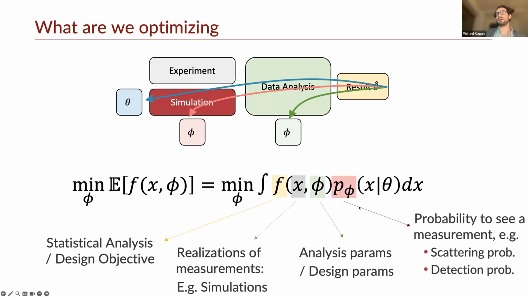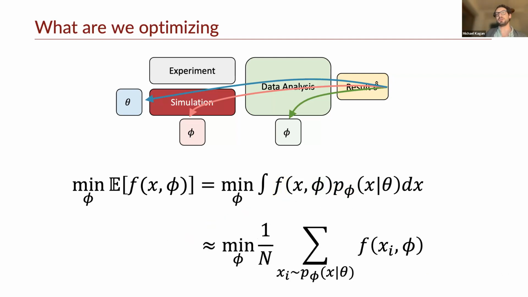So breaking that down, we have this probability to see a measurement, and that includes the scattering and physics interaction probabilities and the detection probability. We have our analysis and design parameters that this objective F depends on. And we have these realizations of the measurements we're going to be integrating over. And since we can't actually do these integrations, what we're actually doing is Monte Carlo sampling, developing a Monte Carlo estimate to sample this distribution, basically running the simulator and evaluating this function and seeing how well we do.